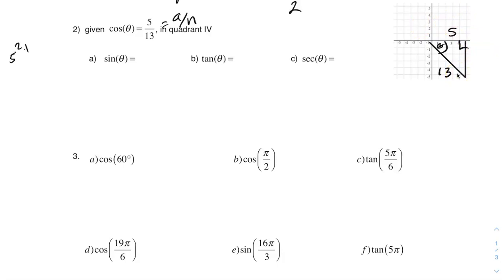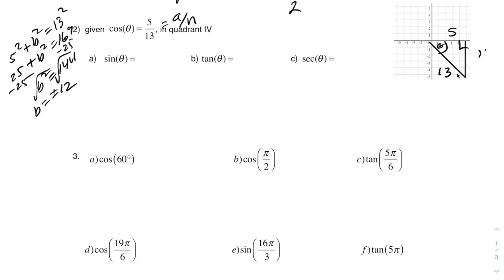So 5 squared plus b squared equals 13 squared. 25 plus b squared equals 169. Minus 25, minus 25. B squared equals 144. Square root, and b equals plus or minus 12. So it is 12, and now you got to worry about the signs. You're going to the right, so it's positive, and you're going down, so it's negative. Hypotenuse is always positive, so don't worry about the hypotenuse. Again, that's one way to do it.